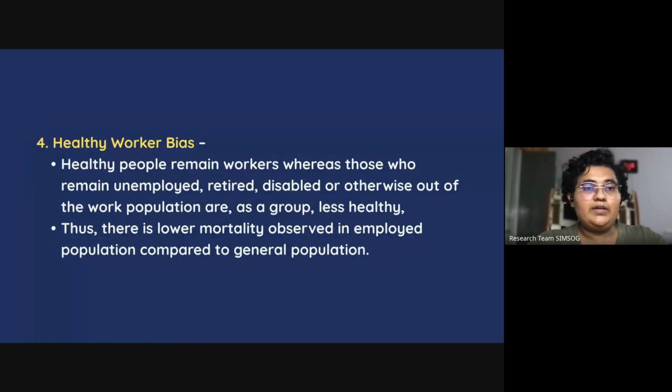Next is healthy worker bias. This states that healthy people remain workers, whereas those who are unemployed, they could be retired, they could be disabled, or for whatever reason, they are out of the work population, they are generally less healthy. Therefore, there is always a bit lower mortality observed in the employed population compared to the general population, because the general population includes the employed and the unemployed population.